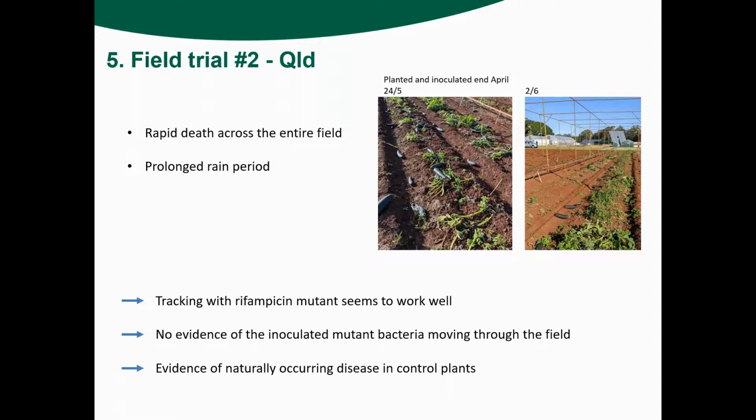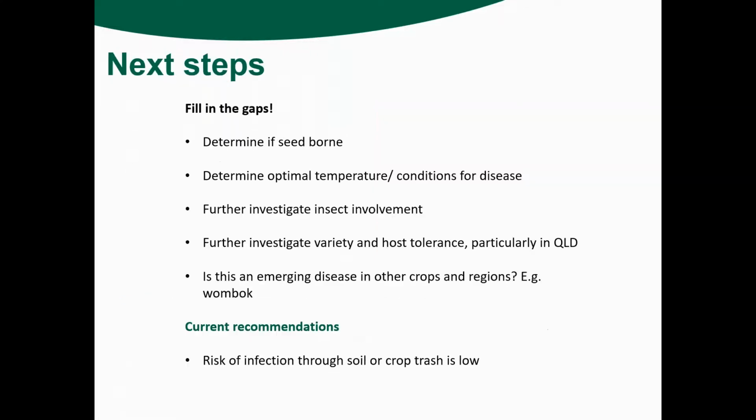In the plants that I inoculated, I got the mutant back out. In the plants that I didn't inoculate, I did not get that mutant. So that's telling me that there's Pectobacterium coming out of these from somewhere else. And it doesn't look like the inoculated stuff is moving through the field. It looks like naturally occurring disease. And this is within the space of a couple of weeks, honestly. This picture here is your worst case scenario, I think. It went down very fast.